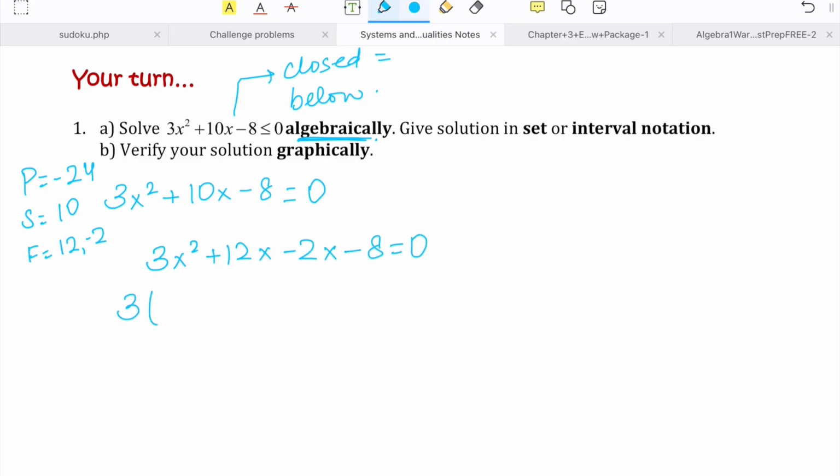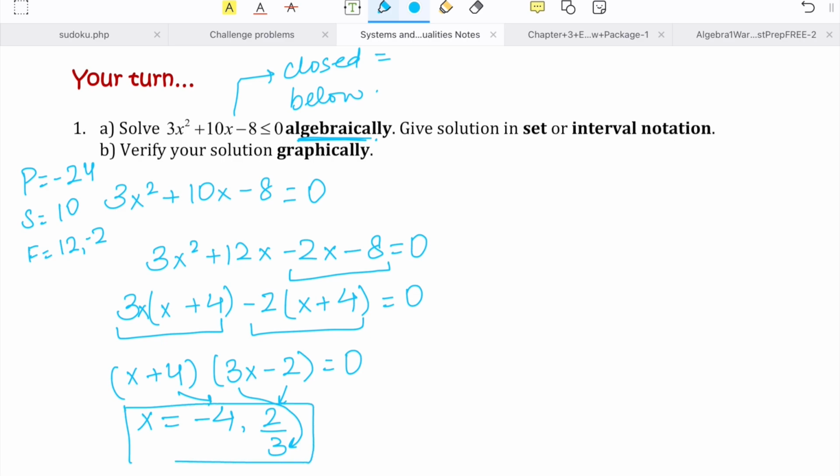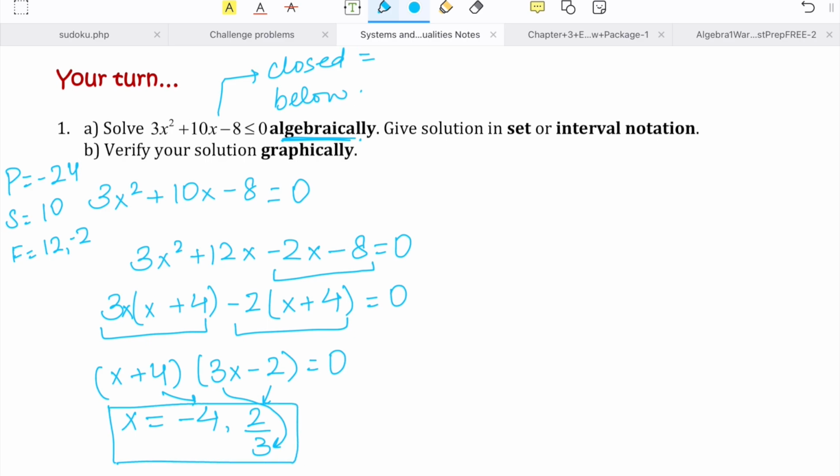Factor the 3x out of the first two terms, you get x plus 4. Factor the negative 2 from these two terms, and you get x plus 4 again. So it's x plus 4 times 3x minus 2, and then you're left with x equal to negative 4 and 2 over 3. Remember, we just reverse the sign and divide. So these are my 2 critical points that I'm looking at. Now I'll graph it.